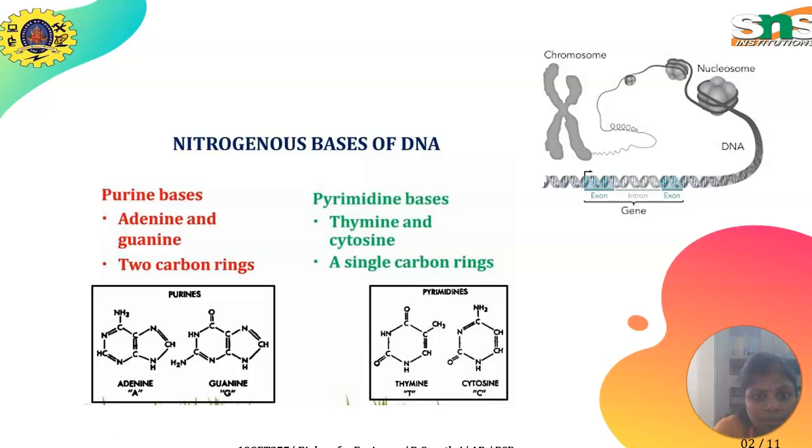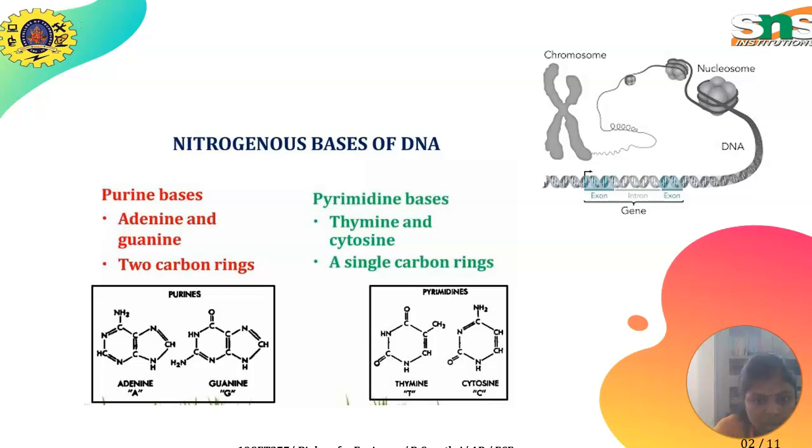First I am going to discuss the DNA structure, which is the nitrogenous bases of DNA: purine bases and pyrimidine bases. The purine bases are adenine and guanine, which have two carbon rings. Adenine is represented by A, and guanine is represented by G. All the purine and pyrimidine bases contain carbon, hydrogen and nitrogen, and oxygen will be present. And pyrimidines include thymine and cytosine.